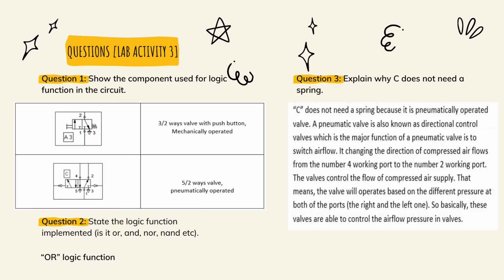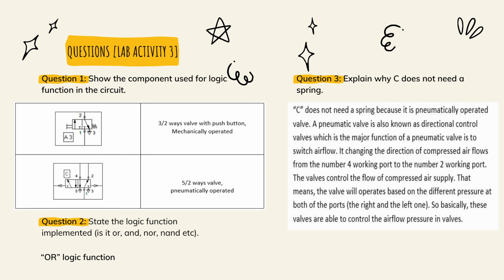Okay, now let's move to the question part, number 1. Show the components used for logic function in the circuit. The first one is A3, which is a 3/2 valve with push button mechanically operated, and the second one is C, which is a 5/2 valve pneumatically operated. For question number 2, state the logic function implemented. Is it OR, AND, NOR, or NAND logic function? So the answer is OR logic function.